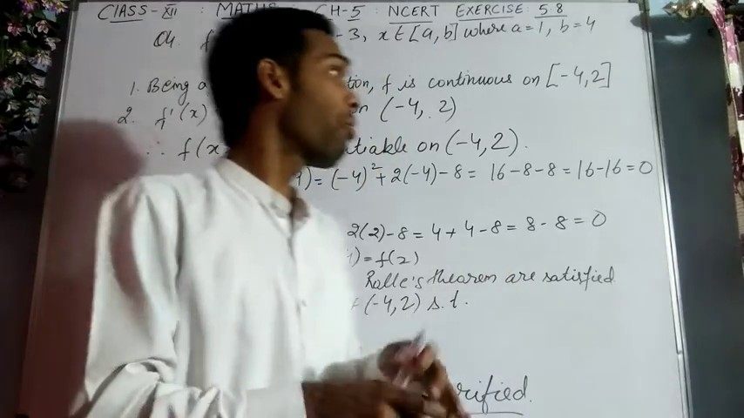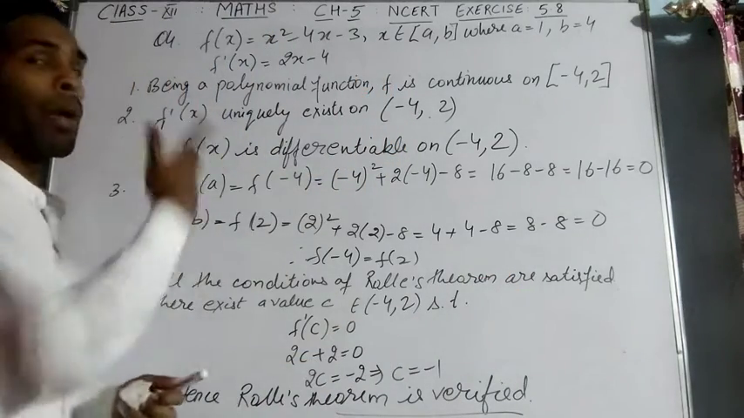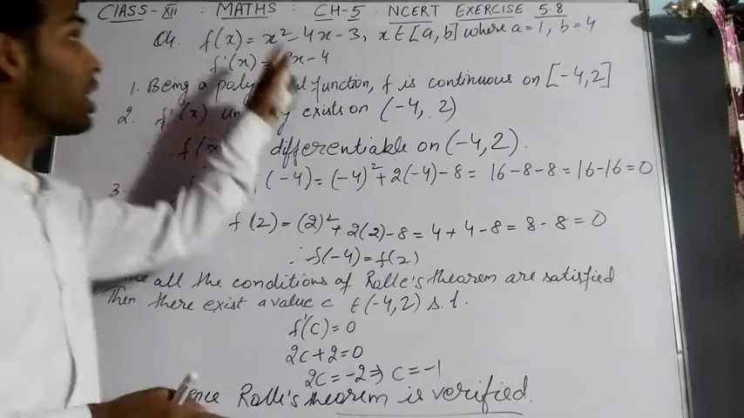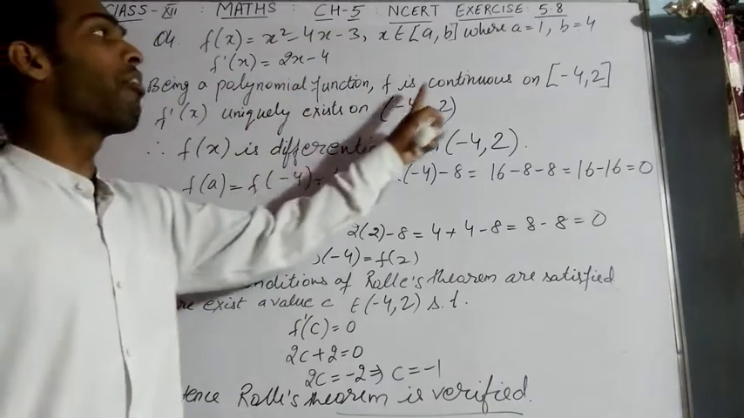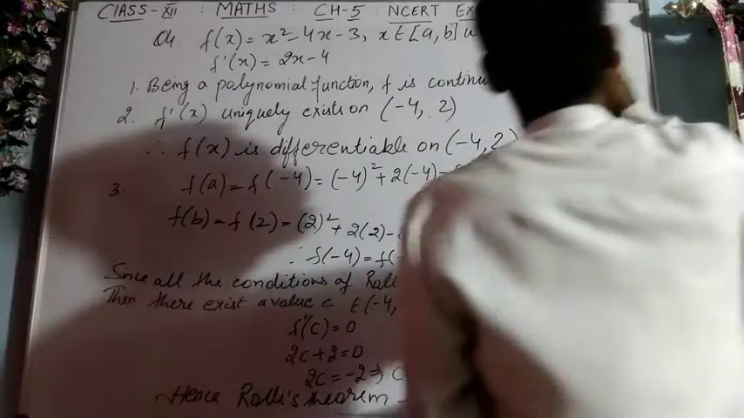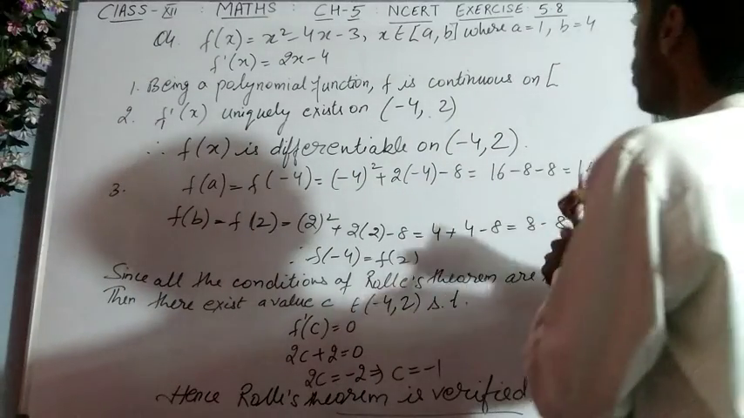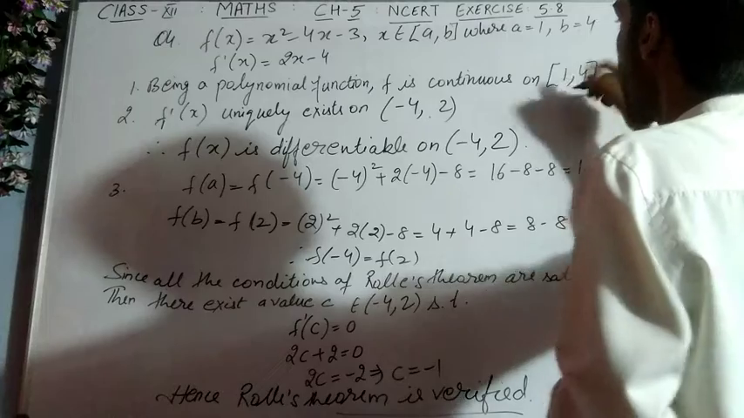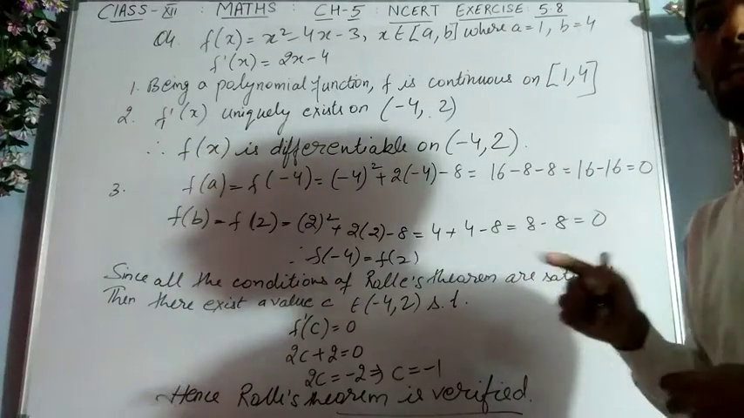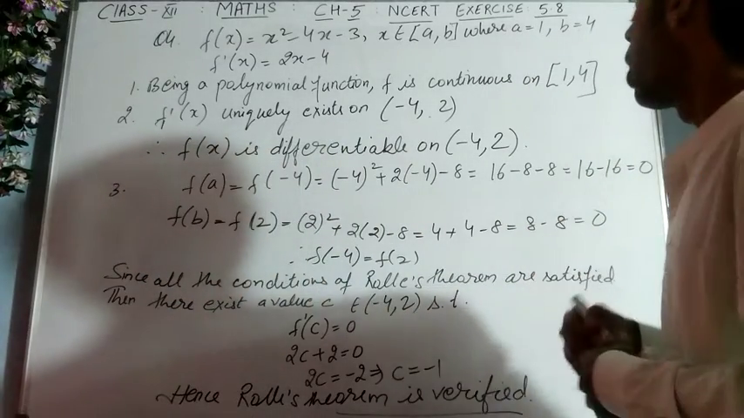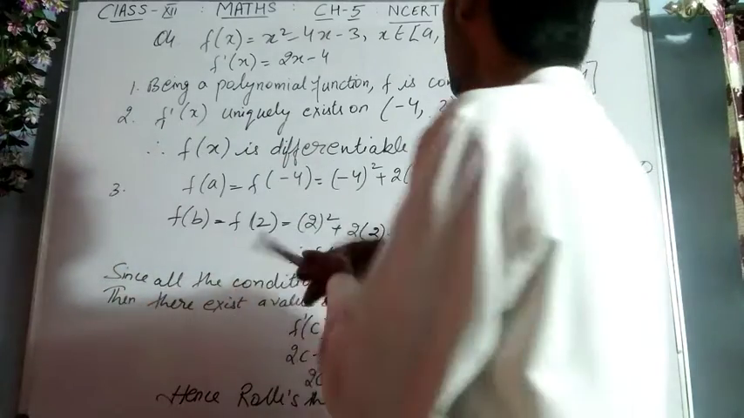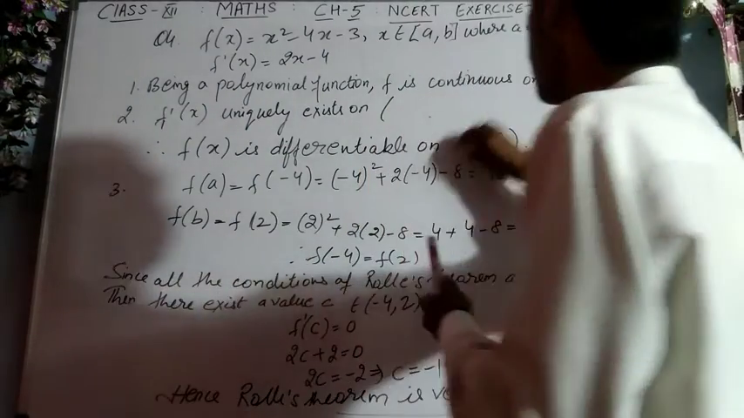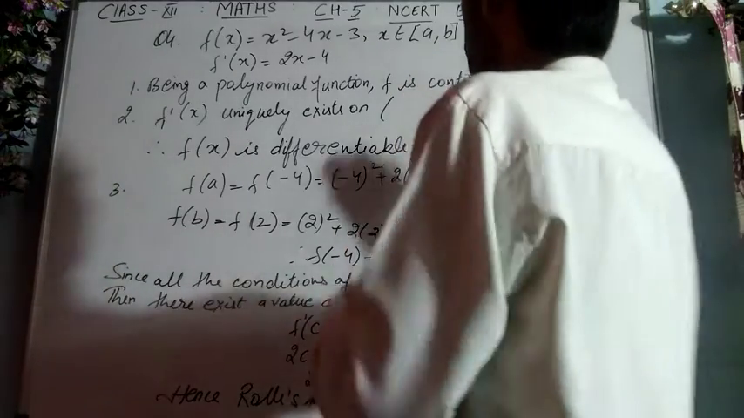this theorem. So first condition is, पहले क्या है कि कॉन्टिन्यूअस होना चाहिए. So यदि आपके पास फंक्शन जो है वो पॉलिनोमियल है, so being a polynomial function, f is continuous on closed interval 1 to 4. यहाँ पे लोअर लिमिट क्या है? 1 और अपर लिमिट क्या है? 4. So it is continuous on closed interval 1 to 4. सेकेंडली, f dash x uniquely exist on open interval 1 to 4.